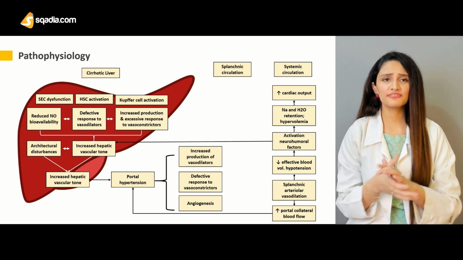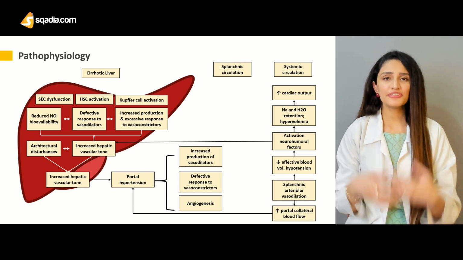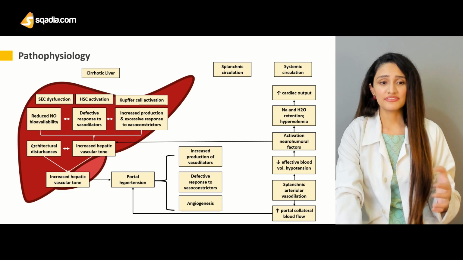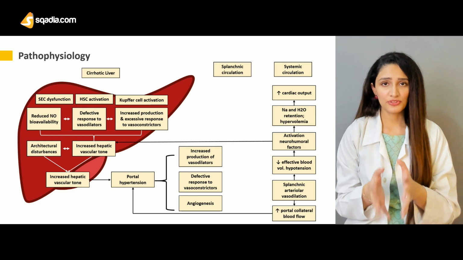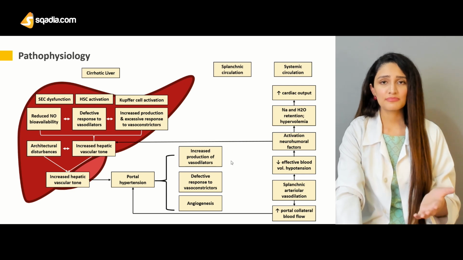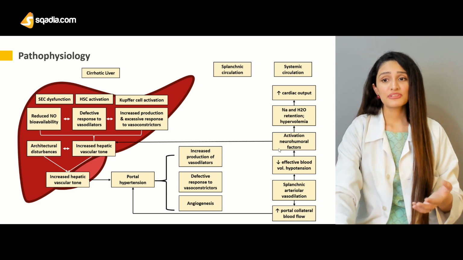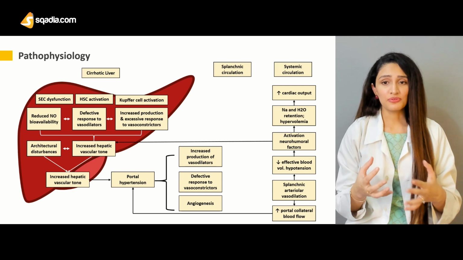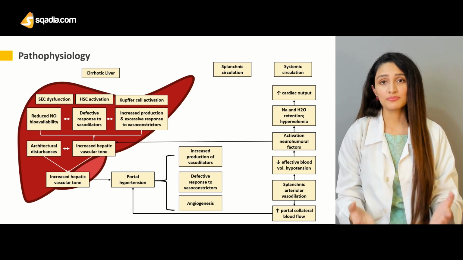Activation of neurohumoral factors also contributes to the increased hepatic vascular tone. Intrahepatic vascular resistance also increases because of the architectural disturbance. In combination, this ultimately gives rise to portal hypertension. If we talk about the splanchnic circulation, the vasodilation within the blood vessels, and then the systemic circulation, this ultimately causes increased cardiac output. So it aggravates the syndrome as a whole. The splanchnic and the collateral circulation completely worsen the situation of portal hypertension.